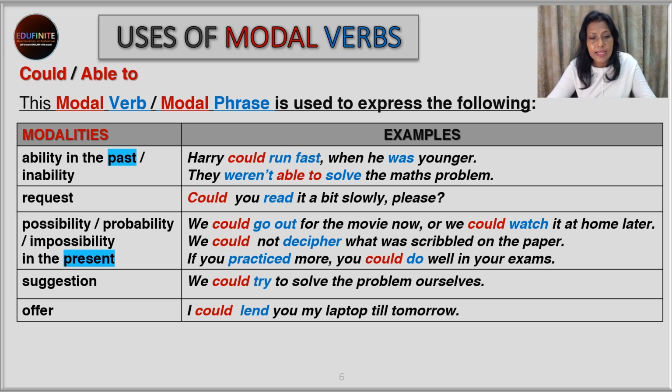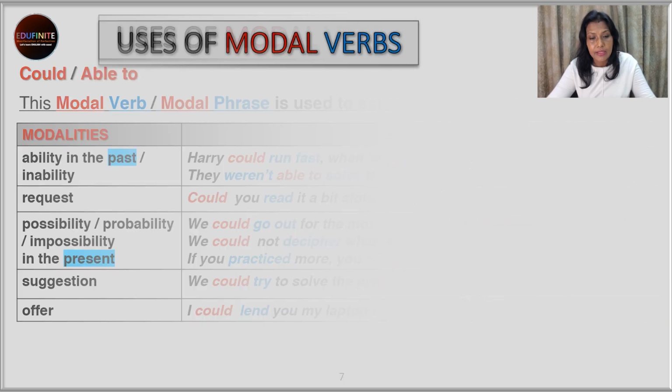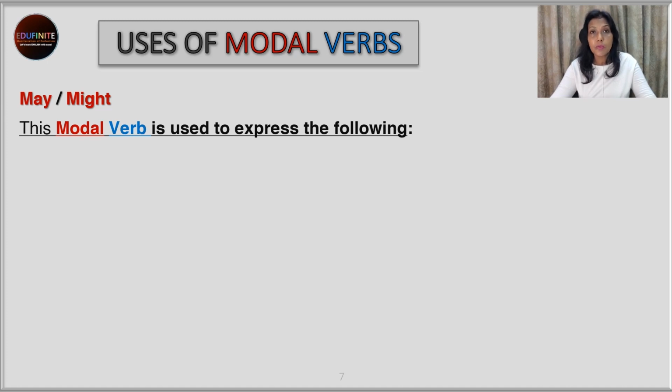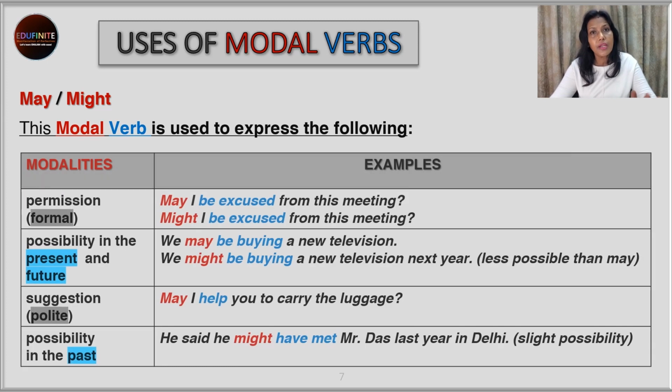Well, the next one is may and might. Well, this modal verb is used to express the following modalities. Permission in a formal way. When we are taking permission from some elders or maybe from the teachers, we say it this way. May I be excused from this meeting? We use the word may. Or might I be excused from this meeting?